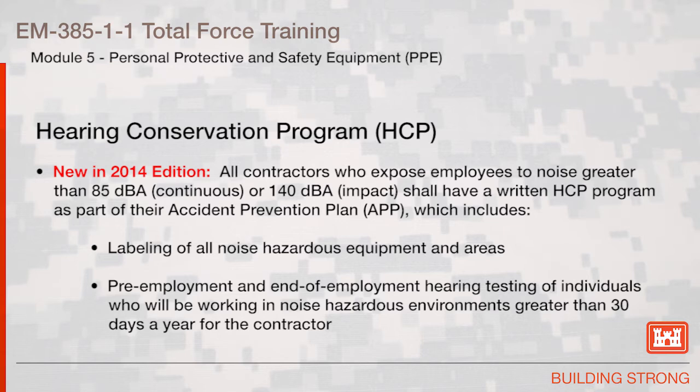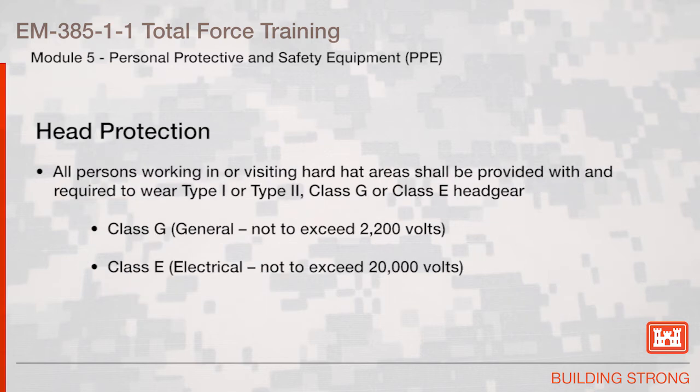All persons working in or visiting hard hat areas shall be provided with and required to wear Type 1 or Type 2 Class G or Class E headgear. Class G for general is for conditions where the exposure is not to exceed 2,200 volts. Class E for electrical is where the exposure is not to exceed 20,000 volts.